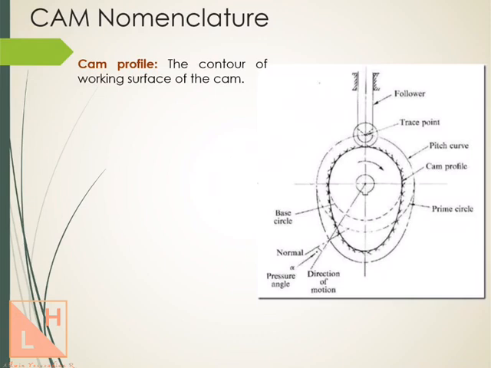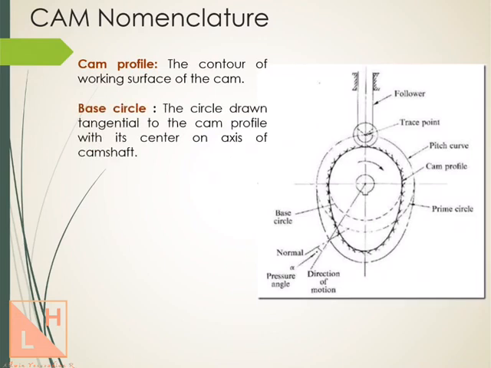So there is a working surface in the cam, as we saw in the previous slide, and the next one is called the base circle. The base circle is very useful whenever we are designing and constructing the cam profile. This is simply the circle that is drawn tangential to the cam profile with its center on the axis of the camshaft. So this will be the axis of the camshaft, and in this diagram the cam profile is marked with this dark hatched line. And the circle drawn tangential to this cam profile is called the base circle, as you see in this particular diagram.